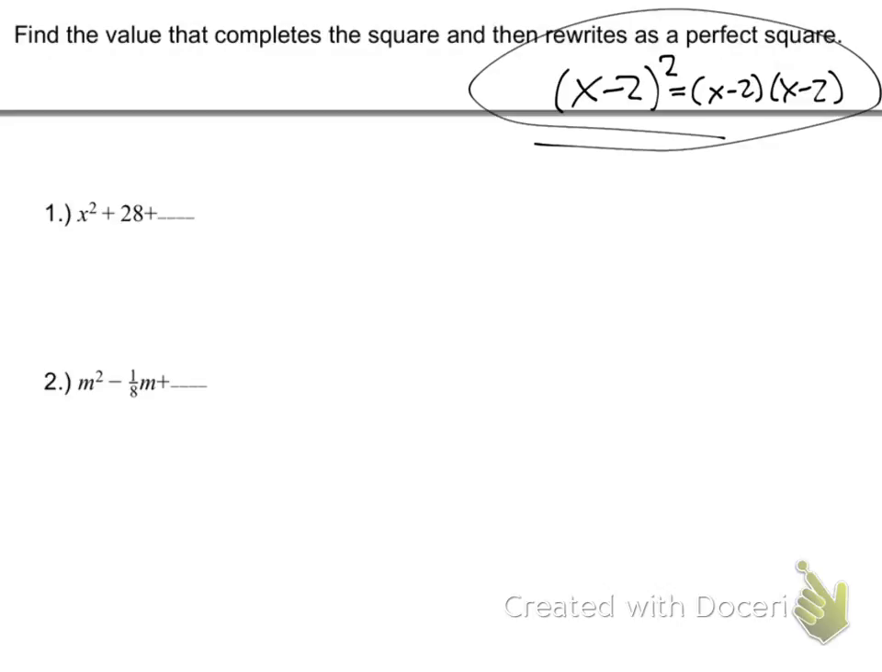Olivia? Yep. Should there be an x after 28? Yes. Sorry. There should be an x after 28. I'm going to put an x in there. I can't change it on here because it's a photo. So, it's x squared plus 28x plus something. That's going to allow me to write it as a perfect square binomial.